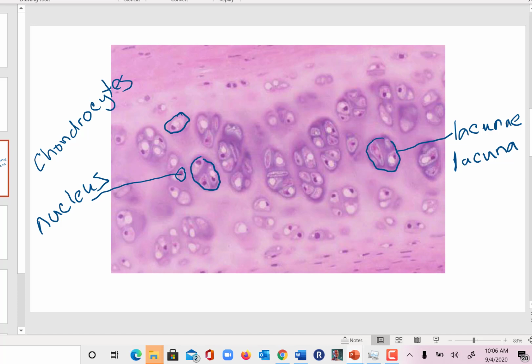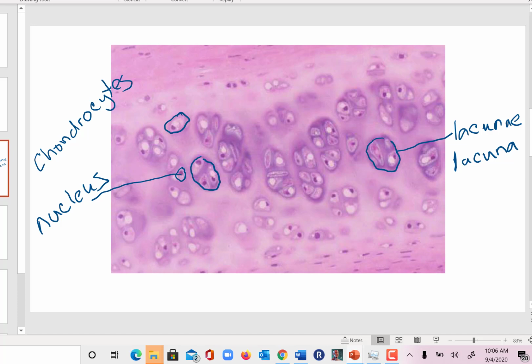Again, you can read about cartilage in Chapter 4 as well as in Chapter 6. Cartilage has a firm, gel-like extracellular matrix composed of both protein fibers and ground substance. Mature cartilage cells are called chondrocytes, and again, those are the ones that are living in the lacunae. The physical properties of cartilage can vary with the extracellular contents.